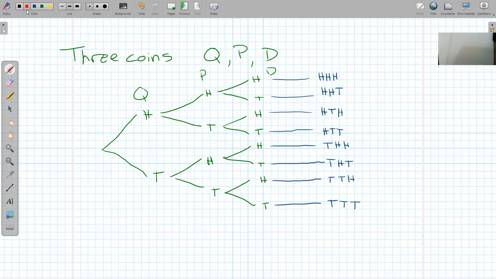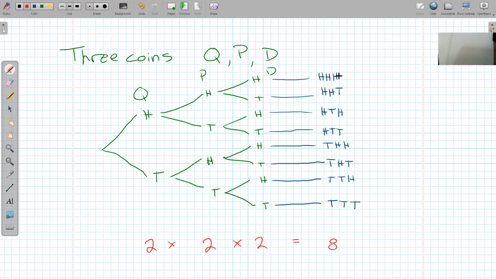And this kind of came up, or did come up, in Math 211. There are 2 choices for the quarter to do something, times 2 choices for the penny to do something, times 2 choices for the dime to do something. And we have a bunch of choices in a row. Multiplication of those tells us the total number of choices at the end, which is the total number of possibilities of outcomes here.